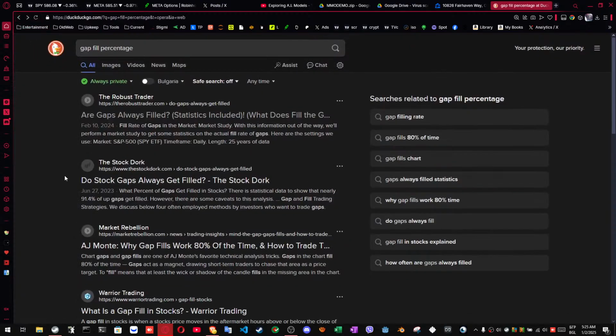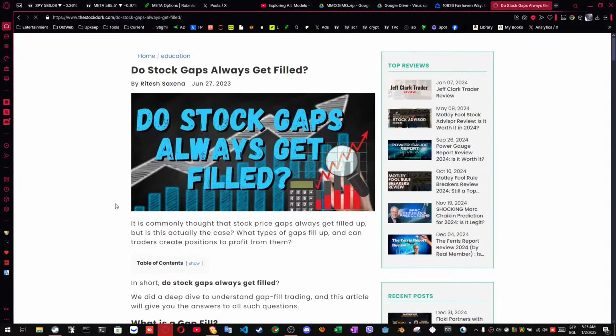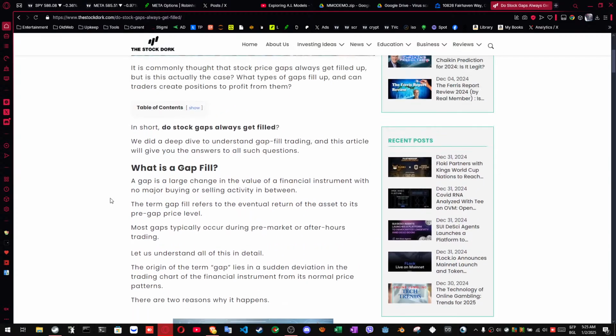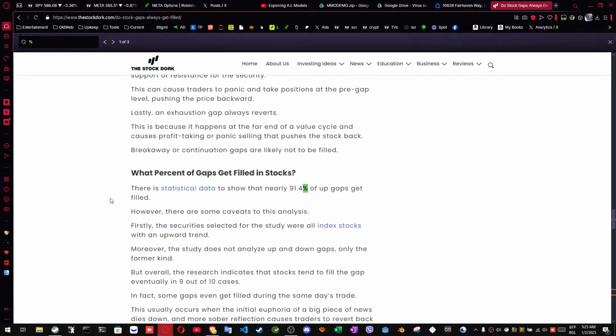Not always. Can't say always. There's statistical data that shows, see, this gives me different data that says a 91% chance. There's statistical data that showed nearly 91.4% of gaps get filled. However, there are some caveats.